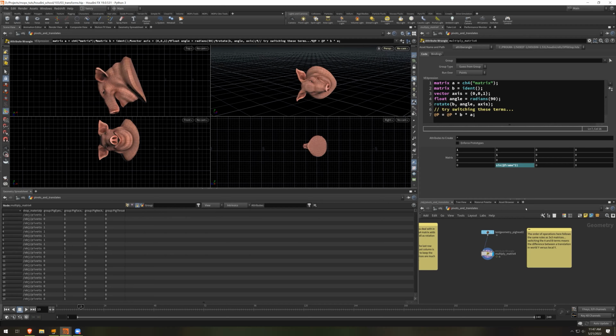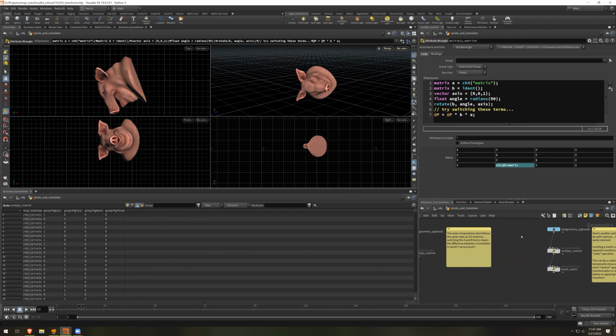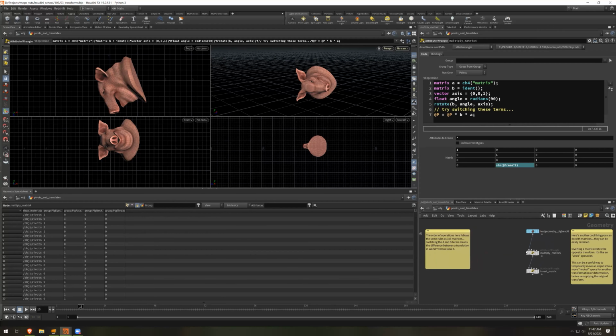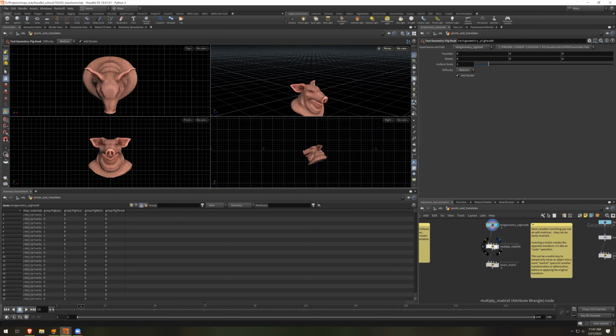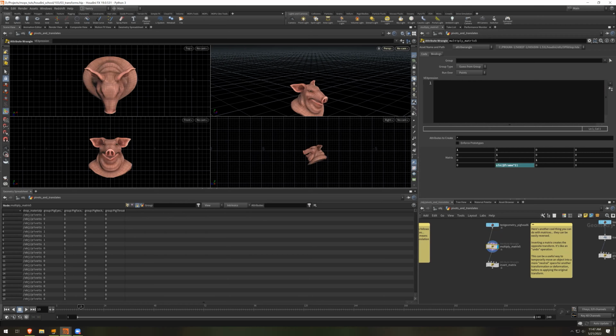So the rules for 4x4 matrices are largely the same. We're just adding some extra numbers to it. Okay. Another thing that you can do with matrices that's really fun that you should know about is you can invert them. And inverting a matrix is basically an undo.